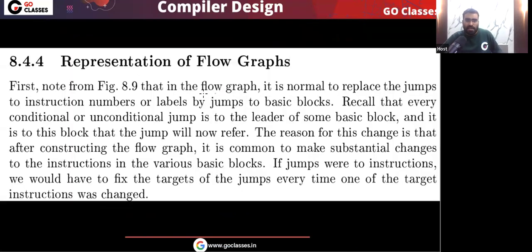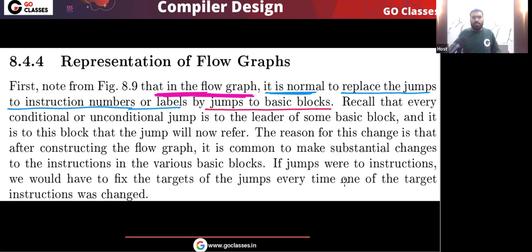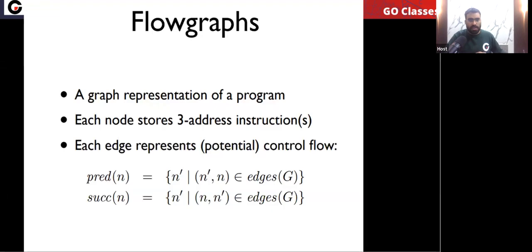Please understand, in the flow graph, it is normal to replace the jump to instruction number or labels with jump to basic blocks, so that you can move the instruction. So this is the idea. We have already seen this. It is just a simple point. I hope you understood. Okay, let's move on.